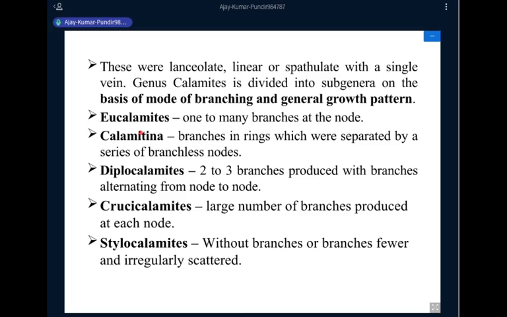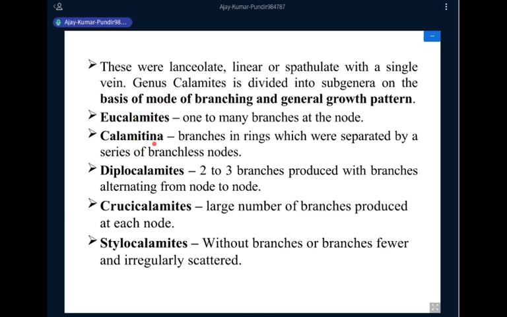The first subgenus is Eucalamites. According to this subgenus, it has one to many branches. It is a diagnostic feature of this subgenus of Calamites, one to many branches at the node. The subgenus which has one to many branches at the node comes under this subgenus of the genus Calamites.